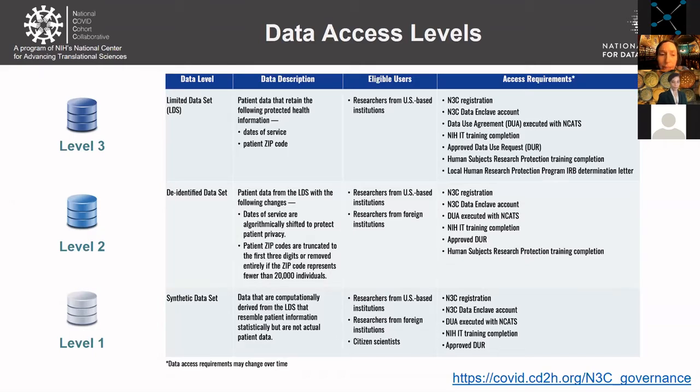The level 2 data is a de-identified data set, which has the dates of service algorithmically shifted and the patient zip codes are truncated to 3 digits. And this does not require IRB approval to make the request to access these data. The level 1 data is synthetic data, and it does not require either human subjects research training nor the IRB approval, and is really available to almost anyone from not only US-based institutions, but also foreign institutions and citizen scientists. And we're really excited to have even high school and college students working with these data. So it's also a great learning opportunity for students. Next slide.